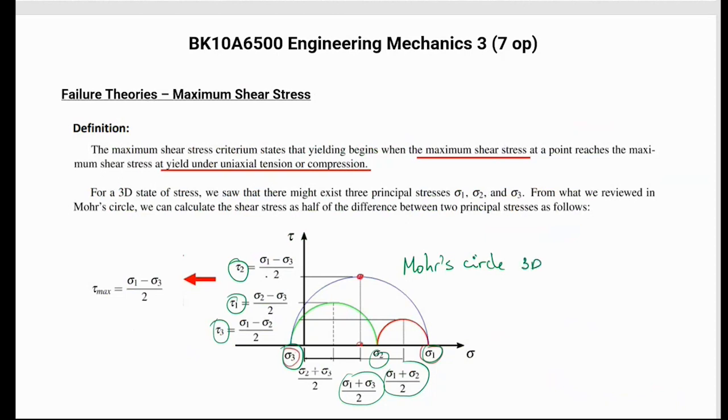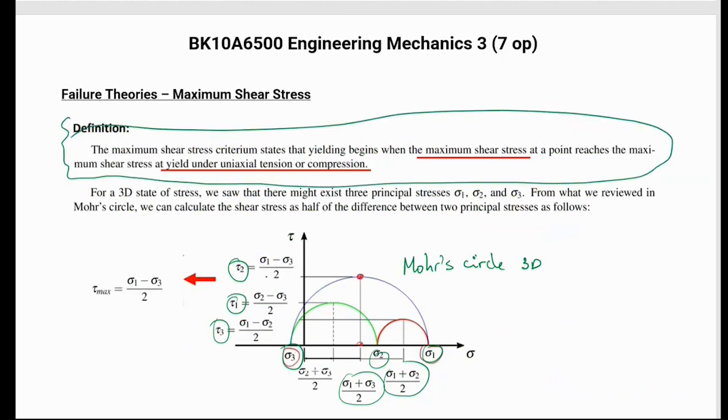But basically the definition, and this was one of the questions of the exam, one sentence: what does the maximum shear stress theory say? It says that yielding, and we're talking about ductile material, yielding means plastic deformation, starts when the maximum shear stress at a point of the specimen or the part, whatever, you have to choose that point. So when the maximum shear stress at the point you are analyzing reaches the maximum shear stress at yield under any action, tension or compression. Looks complicated maybe the first time, but it's not.